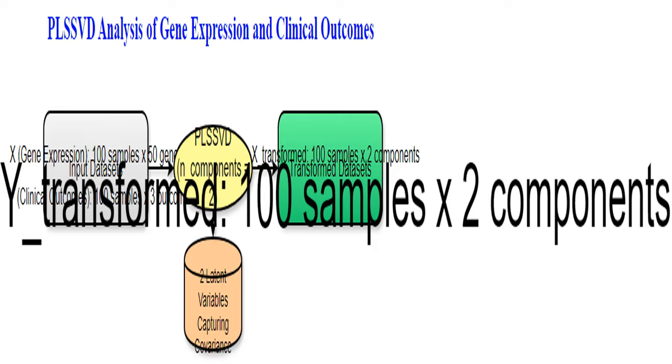The same thing happens with the clinical outcomes, Y. PLSSVD transforms it into Y_transformed, also with 100 samples and 2 components. These components align with the ones from X_transformed, reflecting the shared variance between X and Y.